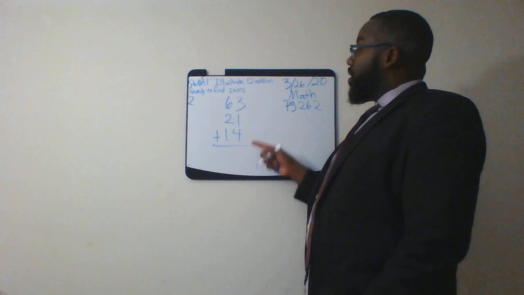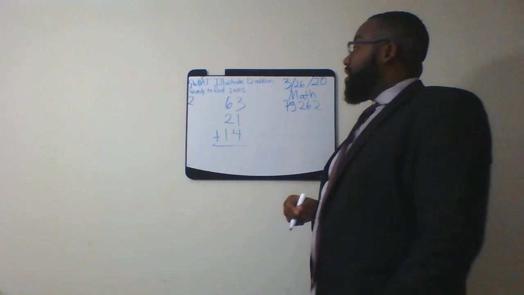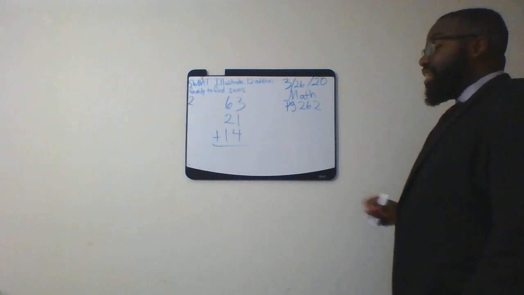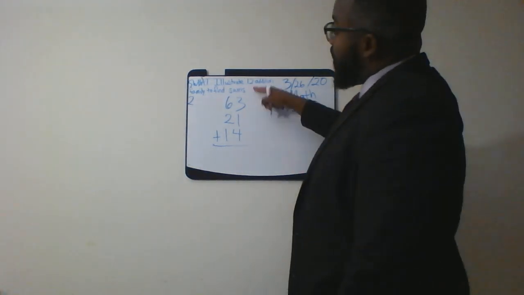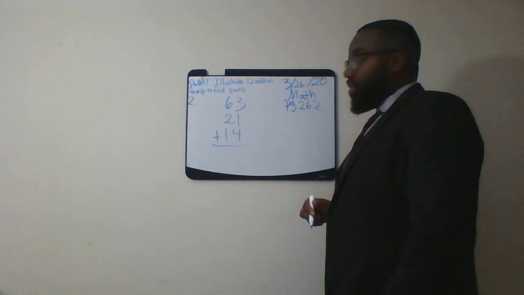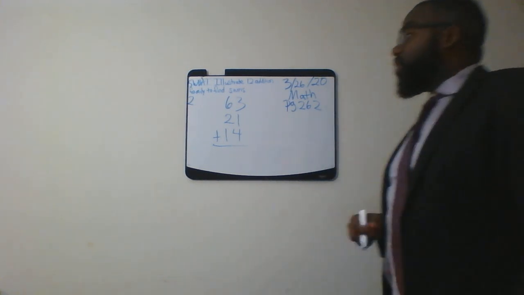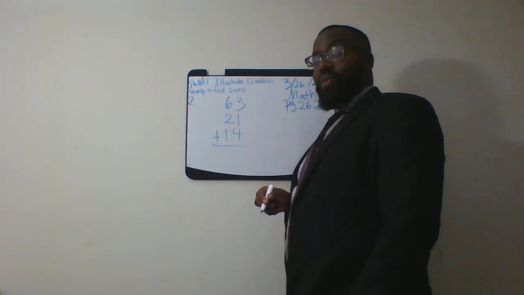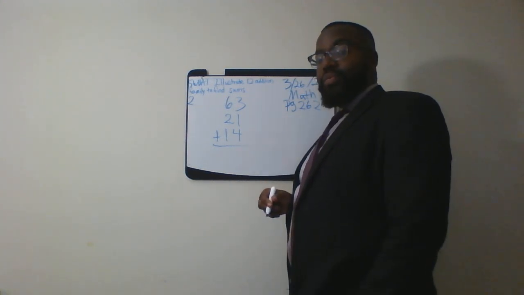Number 2, like we did before, we are just adding the sums. 63 plus 21 plus 14. And like I said, you always should start in the ones column. So what's 3 plus 1? That's correct. 3 plus 1 is 4. Now, what is 4 plus 4? Great. 4 plus 4 is 8.